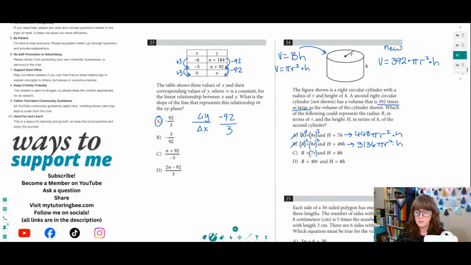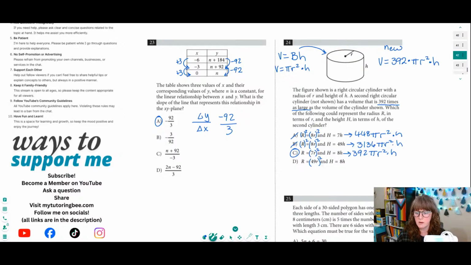All right, so we're going to square this. So that is 7 times 7 is 49 times 8, which is what we got before. So 392 pi r squared times h. So that looks like a winner to me.